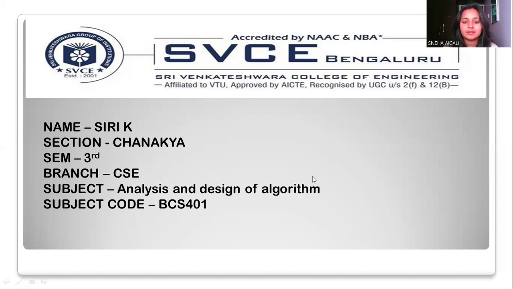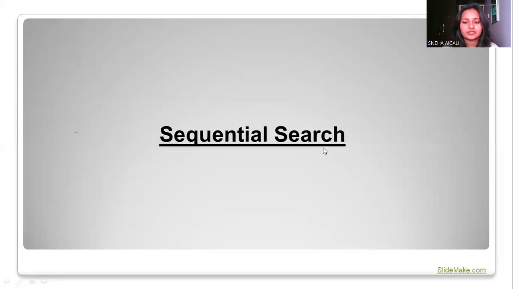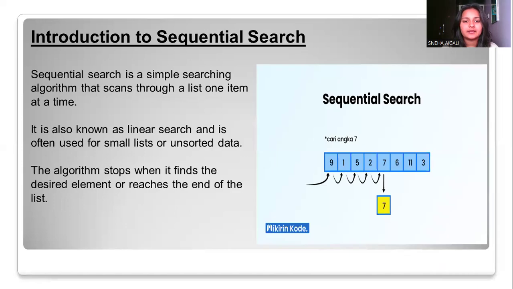Now I'll be discussing the analysis and design of algorithms. The topic is sequential search. Introduction to sequential search. Sequential search is a simple searching algorithm that scans through a list one item at a time. It is also known as linear search and is often used for small lists or unsorted data. The algorithm stops when it finds the desired element or reaches the end of the list.